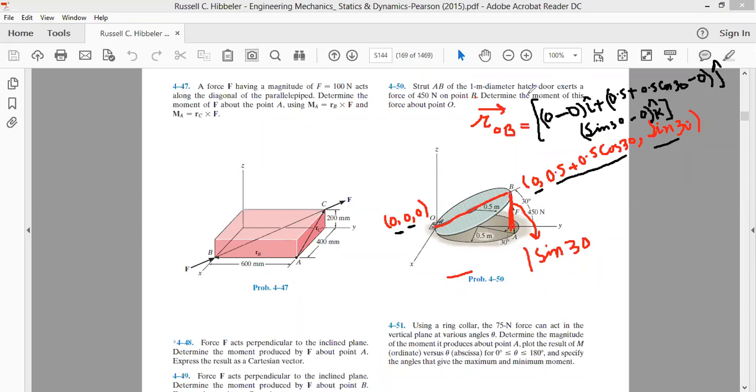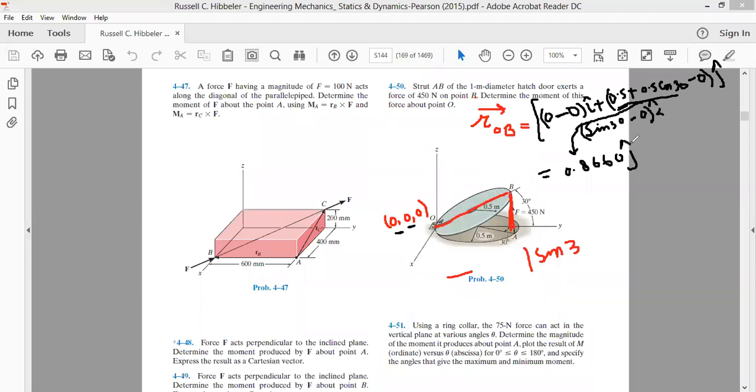This is our ROB. Therefore, we can solve this. ROB becomes 0 minus 0 i cap, that is 0 i cap. Then it is 0.5 plus 0.5 cos 30 along j cap. The value of this term comes out to be 0.866, and you have your j cap.